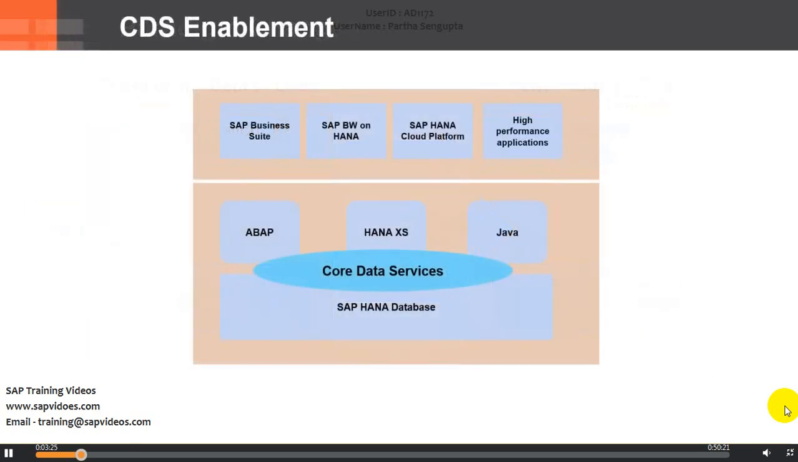So, CDS enablement: where do CDS, core data services, fit in the traditional architecture? If you see, the underlying database will be HANA. On HANA, you will be creating core data services. These core data services will be consuming your ABAP views, or they might be consuming HANA tables, or HANA XS applications, or Java applications as well.